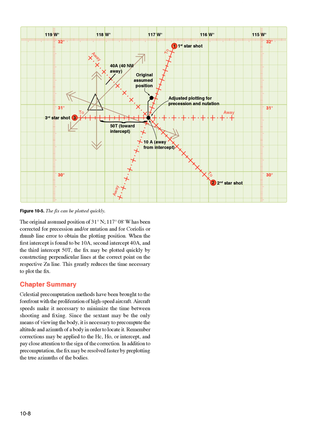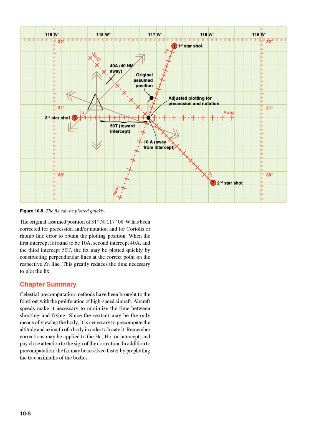When the first intercept is found to be 10A, the second intercept 40A, and the third intercept 50T, the fix may be plotted quickly by constructing perpendicular lines at the correct point on the respective ZN line. This greatly reduces the time necessary to plot the fix.